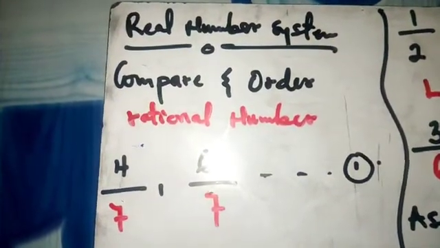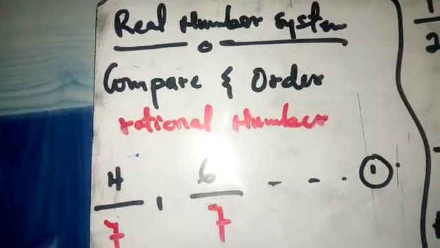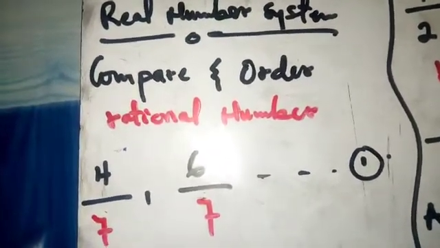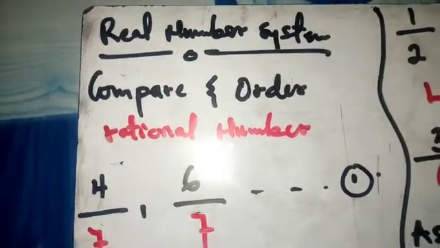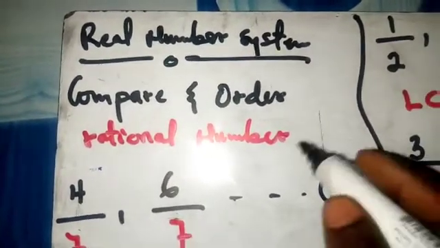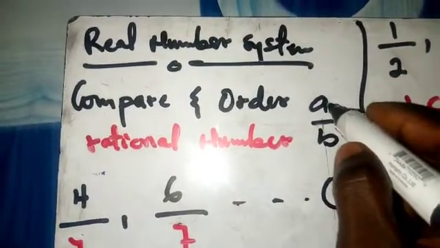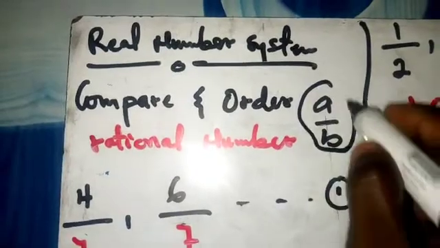This is under the real number system, and we want to know how to compare and order rational numbers. If you don't know what a rational number is, it is something over something. What I mean by something is that it can be anything, assuming a over b. So something on top of another thing. This is what a rational number looks like.